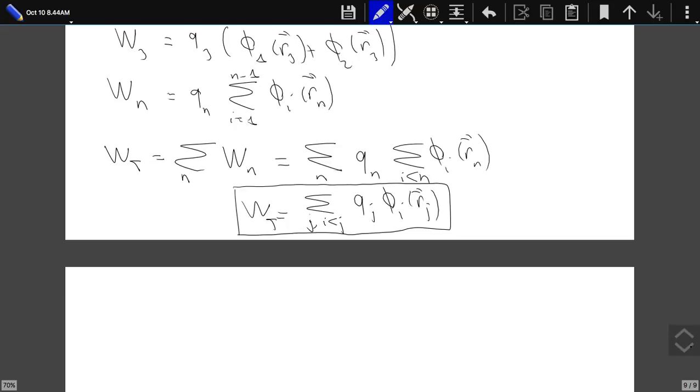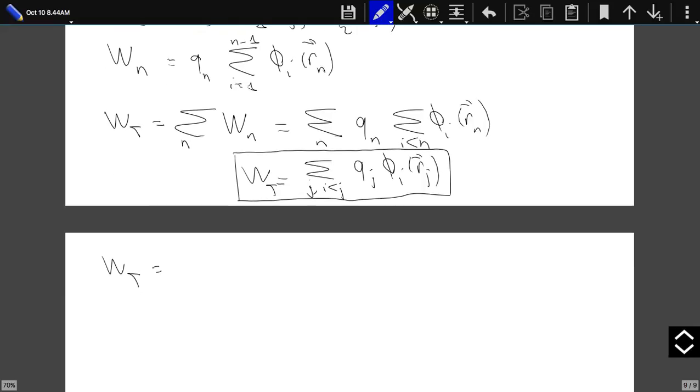Now we will do one trick. If you consider this sum, there is Q2 times phi 1, plus Q3 times phi 1 plus phi 2, plus Q4 times phi 1 plus phi 2 plus phi 3.